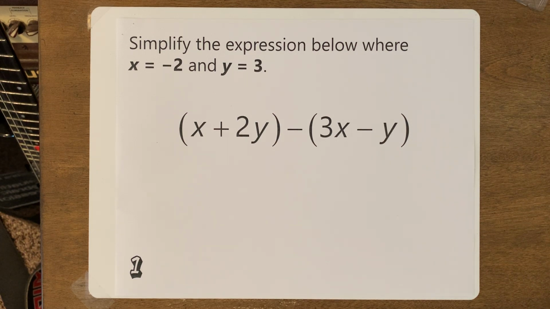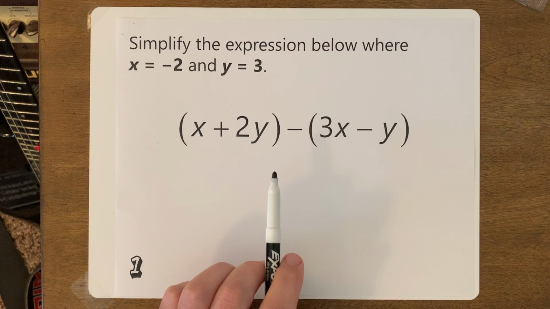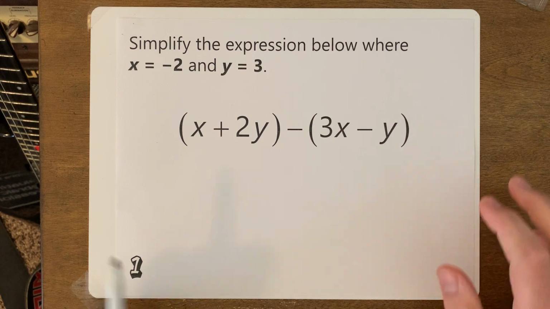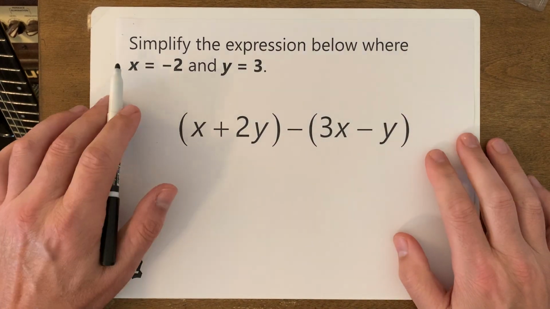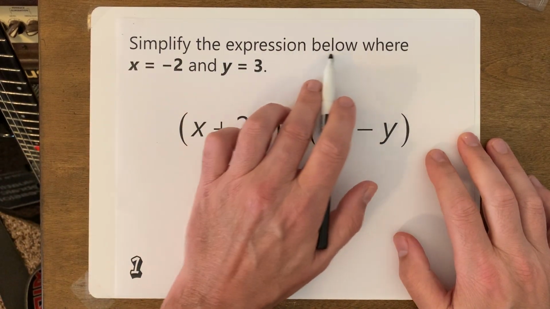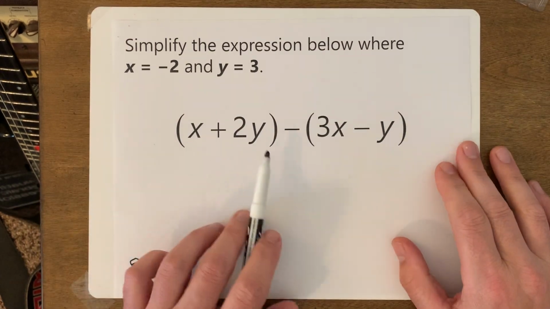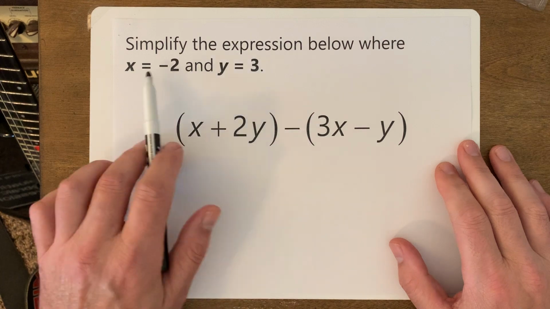So here's what you do. The expression can look like anything really, and so doing examples of these, the next one you get is going to be different. So we're just going to see what skills are necessary for you to be able to do this correctly. It says simplify the expression below where x equals -2 and y equals 3. So we have two variables, x and y, and they give you the values of both of them.